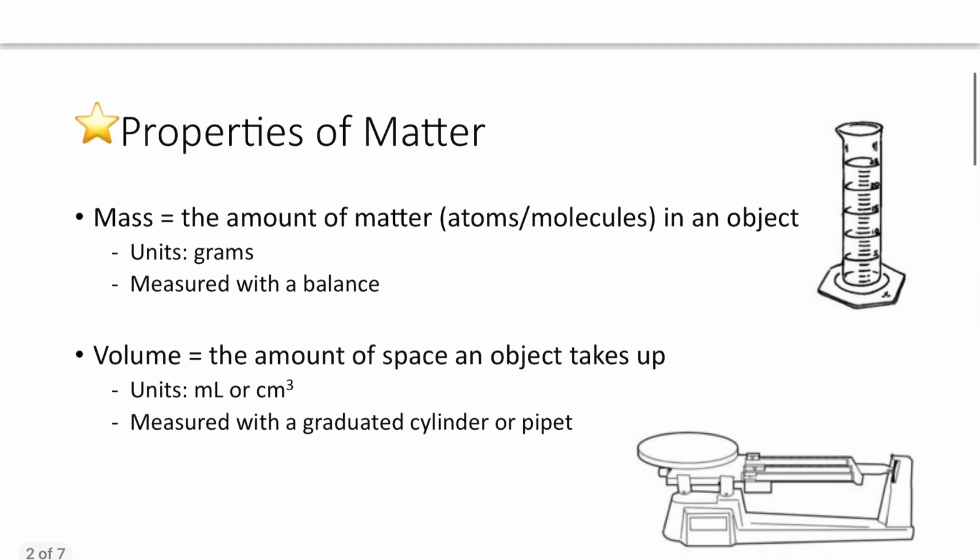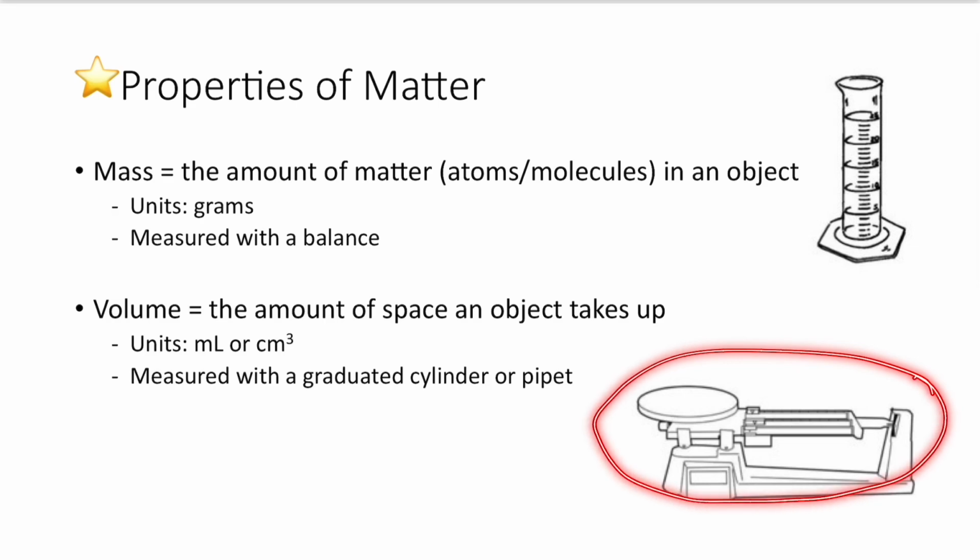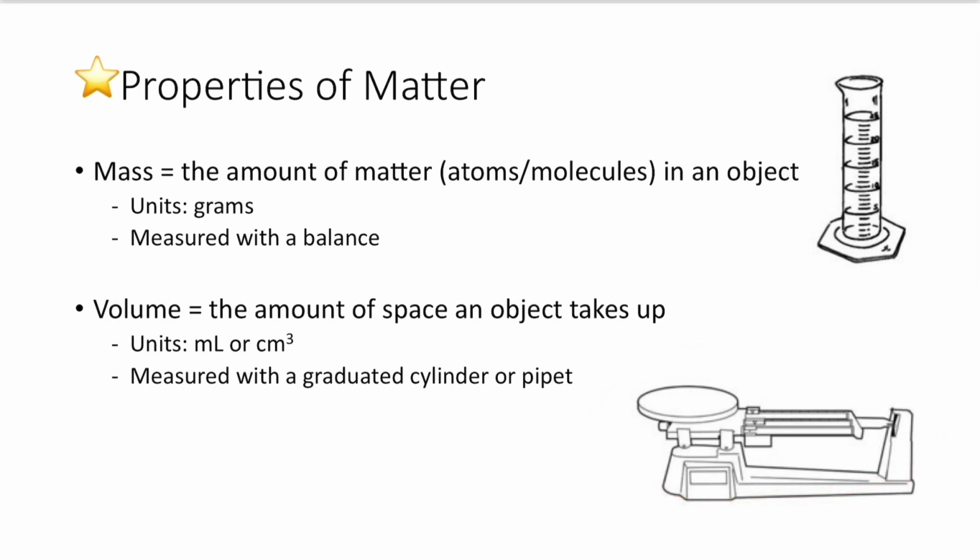If we want to talk about density though, we have to talk about the two key properties of matter, mass and volume. Where mass is the amount of matter, we're thinking about like atoms or molecules in an object. Typically we use units of grams for mass, and it's going to be measured with a balance. Depending on the level of precision that we need for a particular task, we might use a triple beam balance, like the one pictured here, or we might use a digital balance.